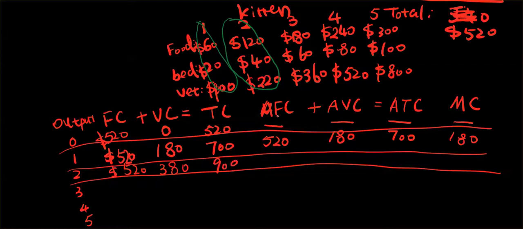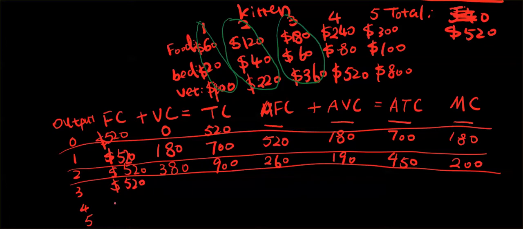And the average fixed cost equals the fixed cost divided by the output 2, and we got 260. And the average variable cost equals 380 divided by the output 2, and we got 190. And the average total cost equals the average fixed cost plus average variable cost, and we get 450. And the marginal cost is how much the total cost changed when we increase the kitten from 1 to 2. It changed from $700 to $900, so the marginal cost equals $200.